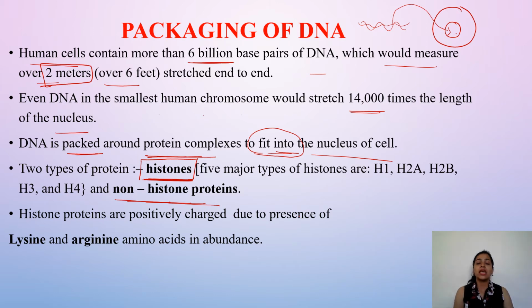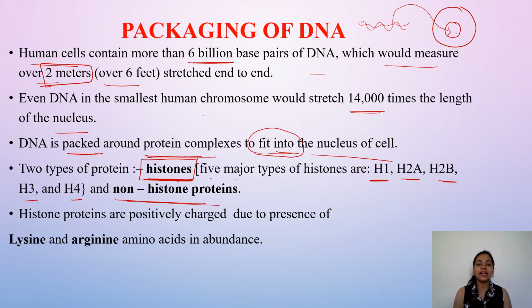Now see, when we talk about the histone proteins, for the packaging of the DNA, 5 histone proteins are very important, or we can say they are involved. These are H1 histone, H2A histone, H2B histone, H3 and H4 histones. Fine. So these 5 types of histones are involved in the packaging of the DNA.